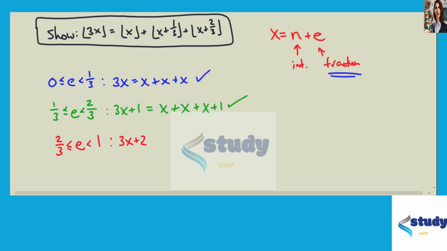Okay, what do I get on the right-hand side? The floor of x is just x. Now, my fractional piece for x is bigger than 2/3. If I add 1/3, that bumps me up to my next integer, so I end up with x plus 1. And for my third term, when I add 2/3, that definitely puts me to my next integer. That is also x plus 1. That gives me 3x plus 2. That case works as well. So no matter what that fractional piece for x is, this works in every case.